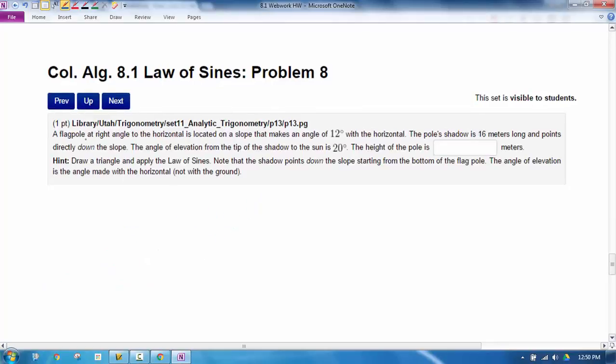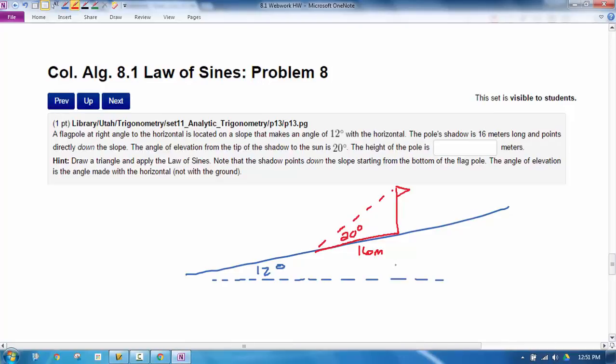Okay, the next problem says a flagpole at a right angle to the horizontal is located in a slope that makes an angle of 12 degrees with horizontal. I'm going to draw this real quick. Okay, so you should set up your picture like this. This is a 12-degree angle. The flag is going straight up and down.